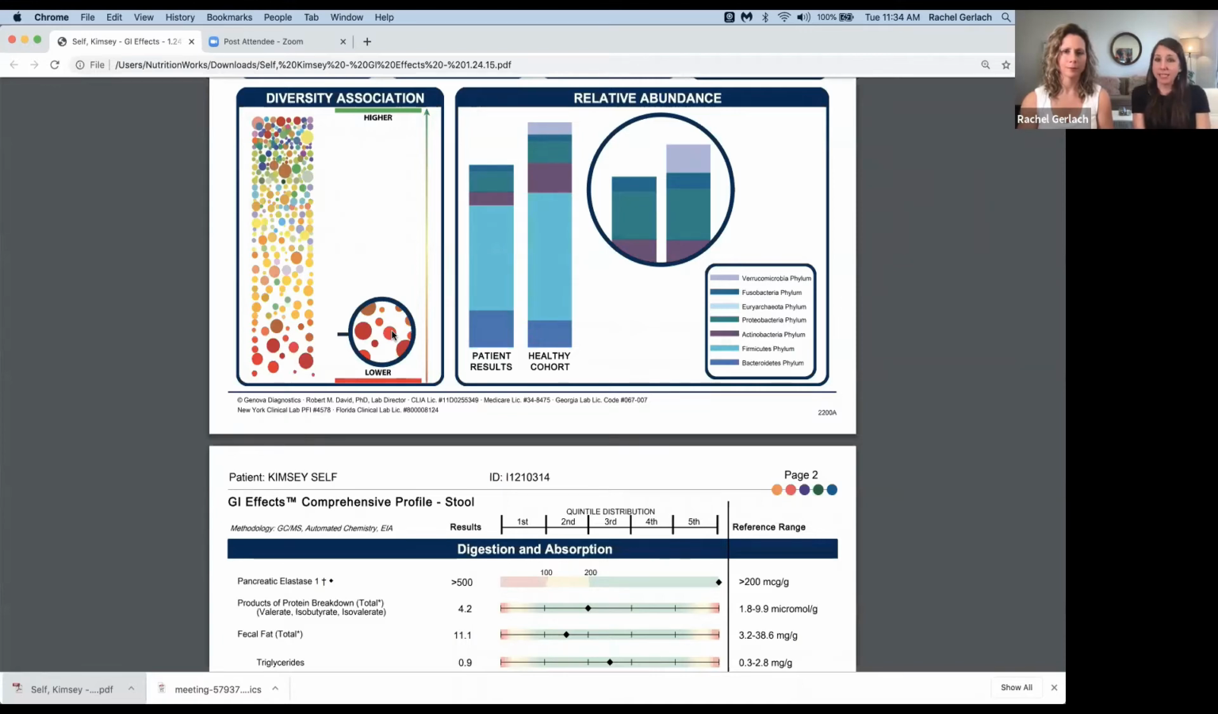And then in this test in particular, you notice that the patient results, looking at the bar graph, are far shorter than the healthy cohort. So in this particular example, we don't have enough. We don't have enough people in the city analogy. In this case, we don't have enough good bacteria. So a lot of roles are going unfulfilled.